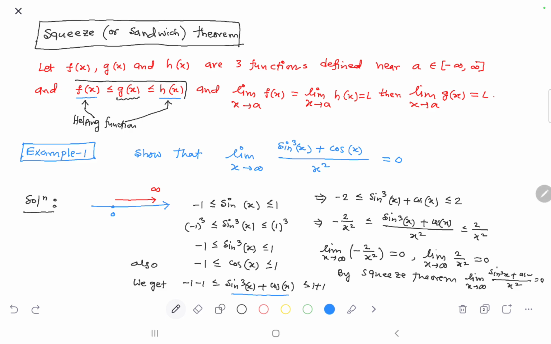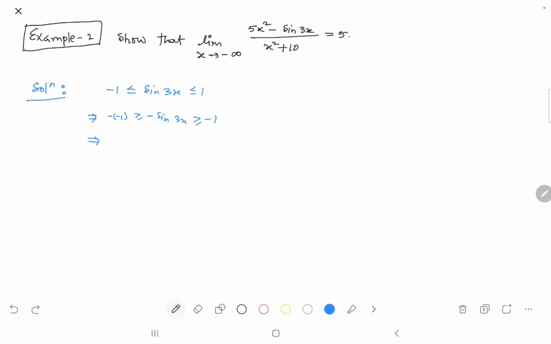Sure. All right. So now we have 1 is greater than or equal to minus sine of 3x, which is greater than or equal to minus 1. So what should we get? We get minus 1 less than or equal to minus sine of 3x less than or equal to 1. Right? So now on both sides we add 5x square. So 5x square minus 1 is less than or equal to 5x square minus sine of 3x, which is less than or equal to 5x square plus 1. Is it okay, Mayan? Clear?